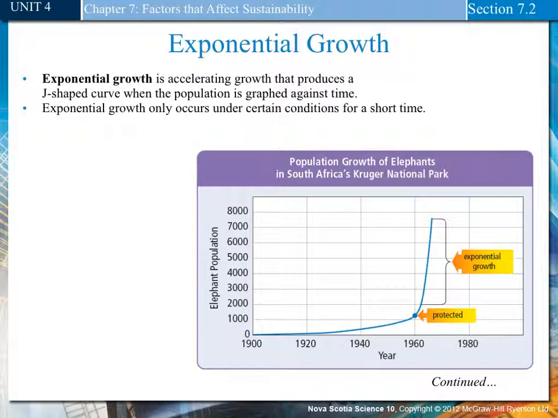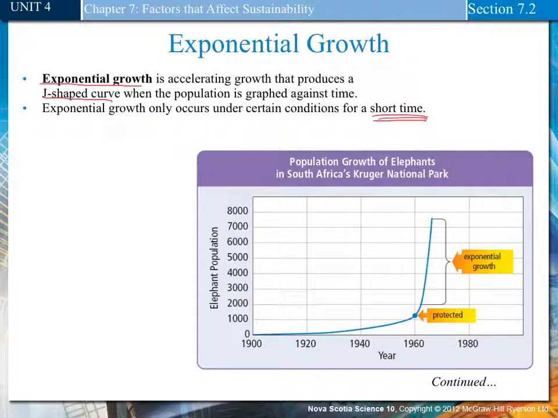Exponential growth. Exponential growth is an accelerated growth that produces a J-shaped curve when the population is graphed against time. Exponential growth can only occur under certain conditions for a short period of time.